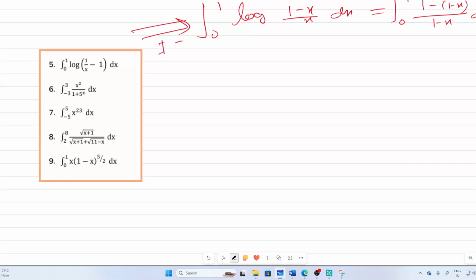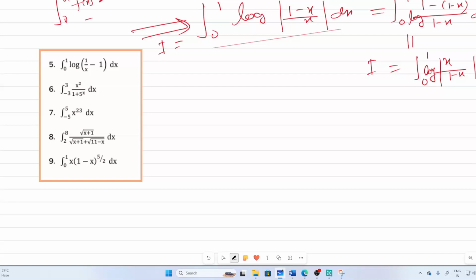So if I have taken this one as I, then I equals this thing also. That is 0 to 1 log of x by (1 minus x) dx. Mod sign you can put; if it is not given then also you can put. So you have started with this function, and by using this property, 0 to a f(x) dx equal to 0 to a f(a minus x) dx, you got the same thing over there.